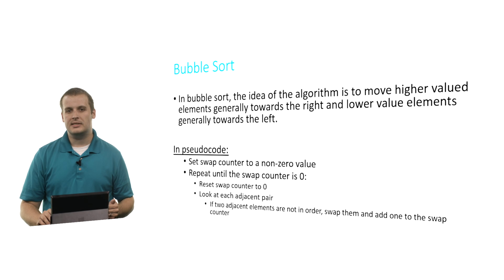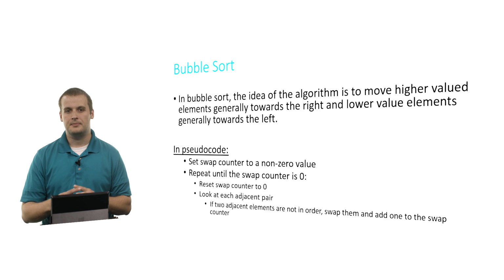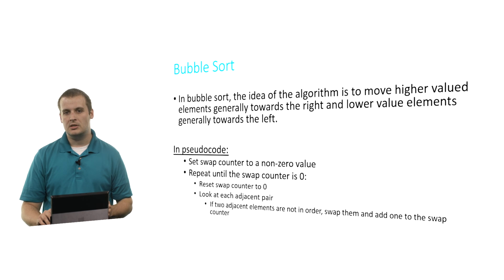Well, in pseudocode, we could say, let's set a swap counter to a non-zero value. We'll see why we do that in a second. And then we repeat the following process until the swap counter is 0, or until we make no swaps at all. Reset the swap counter to 0 if it's not already 0. Then look at every adjacent pair of elements. If those two elements are not in order, swap them and add 1 to the swap counter.